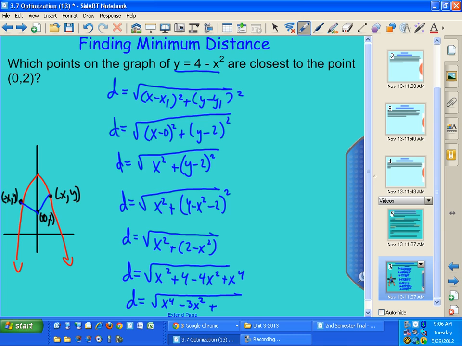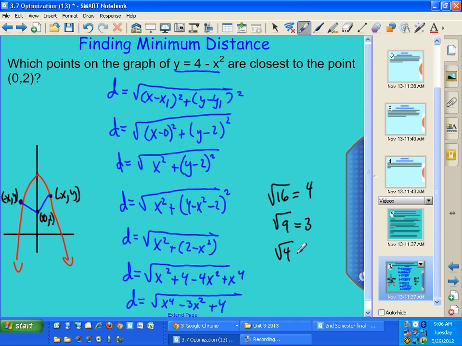Now you're probably thinking to yourself at this point, boy, I have to take the derivative of this thing and it's going to be a chain rule and it's going to get really nasty. This is the one time where you don't have to do that. Because let's think about this. If I have the square root of 16, the square root of 9, and the square root of 4, which one is the biggest? Well, that's the square root of 16. Which one's the smallest? That's 4. If I take the square root of each one of these, I get 4, 3, and 2.